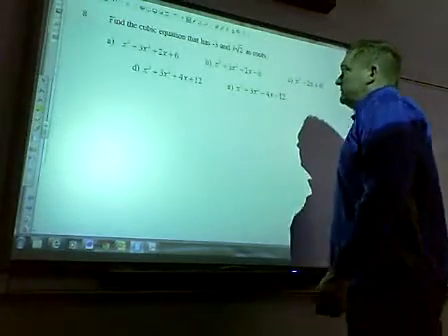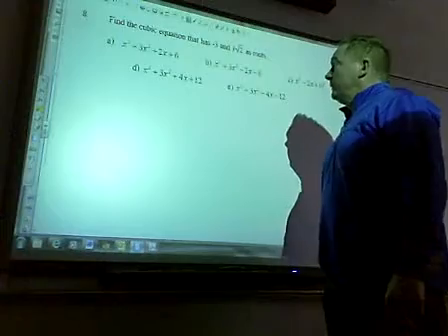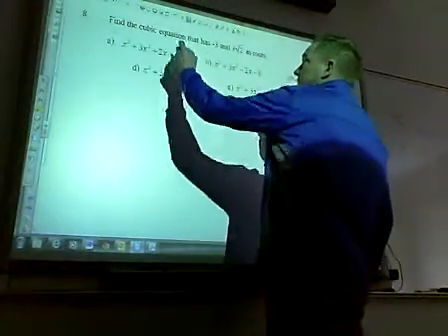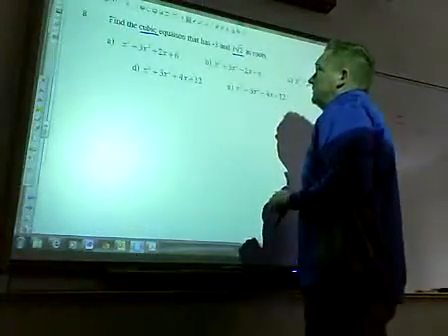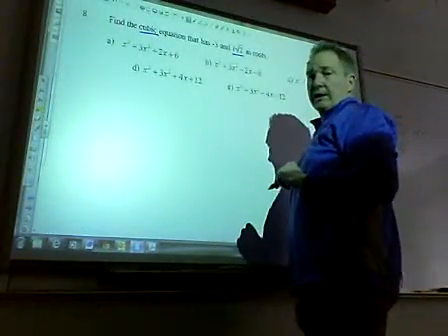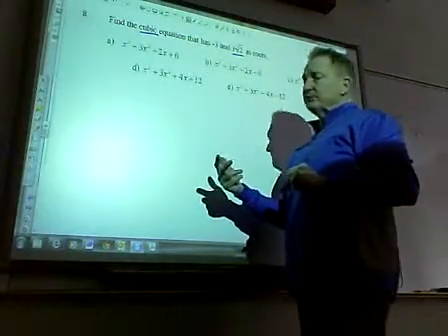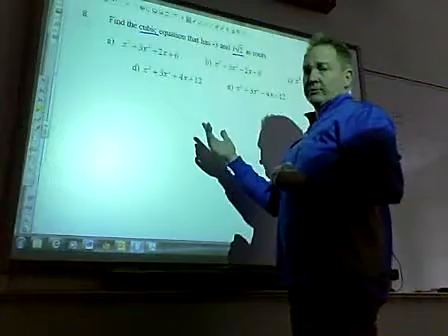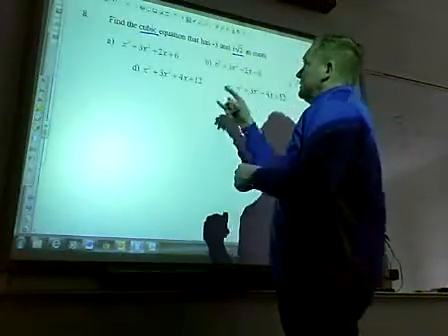Find the cubic equation that has -3 and i√2 as roots. Well, we know that if it's cubic, there are 3 roots total, and if one of them is imaginary, its conjugate is also a root. Imaginary roots always come in conjugate pairs, so if i√2 is a root, -i√2 is also a root. So we really have all 3 roots.